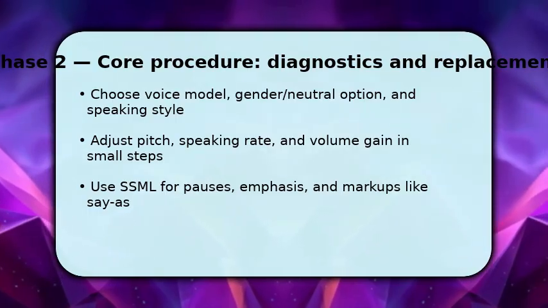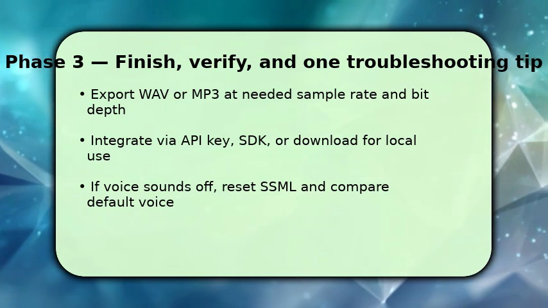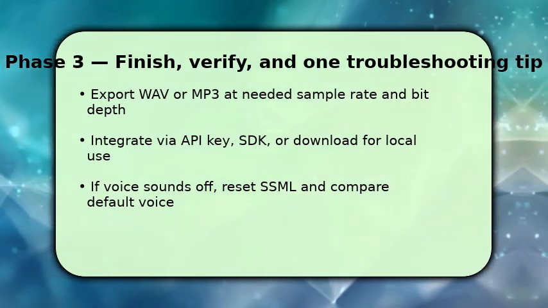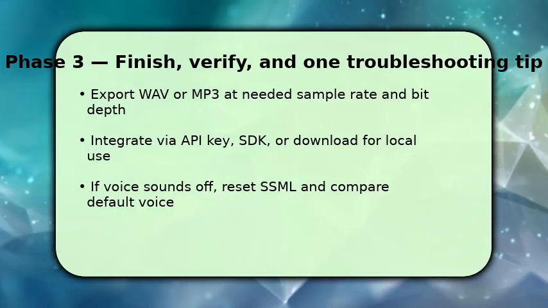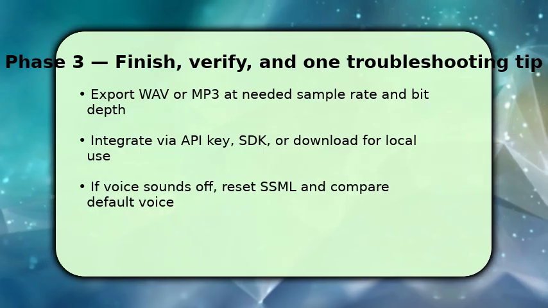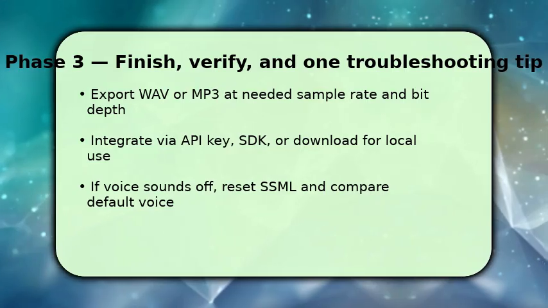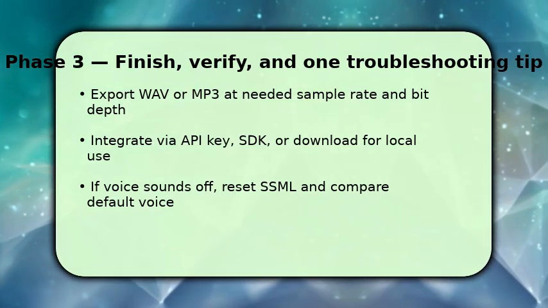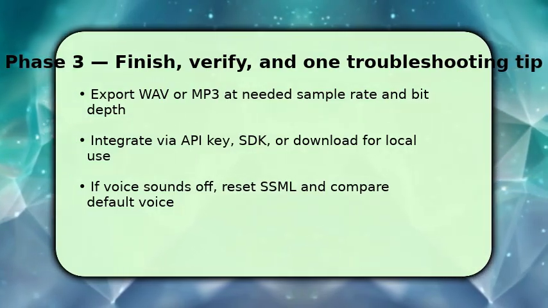Finish by exporting and integrating your audio into the target workflow. Choose WAV or MP3 and the sample rate matching your app. Then either download the file or call the TTS API with your API key for dynamic generation. Once integrated, validate timing and clarity in the real environment because headphones differ from speakers. If something goes wrong, revert SSML to plain text, reset voice parameters to default, and A/B test to isolate.